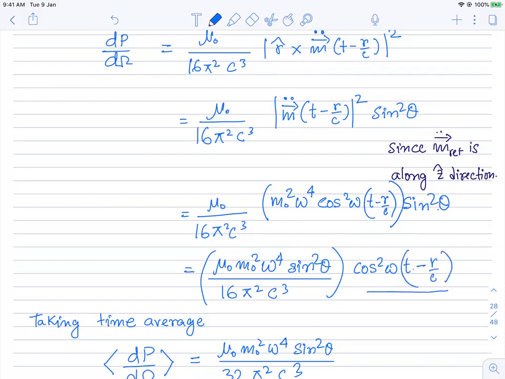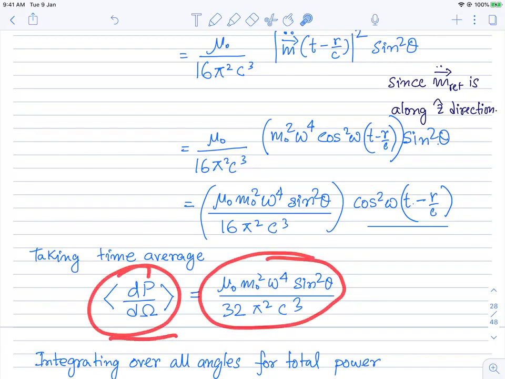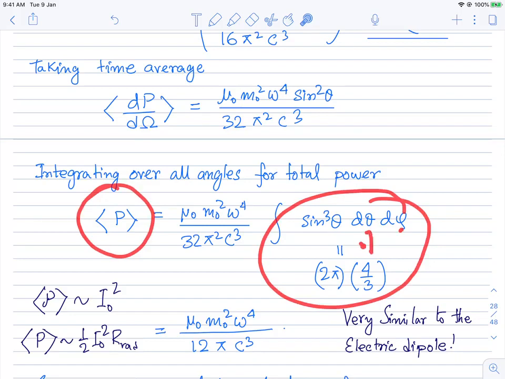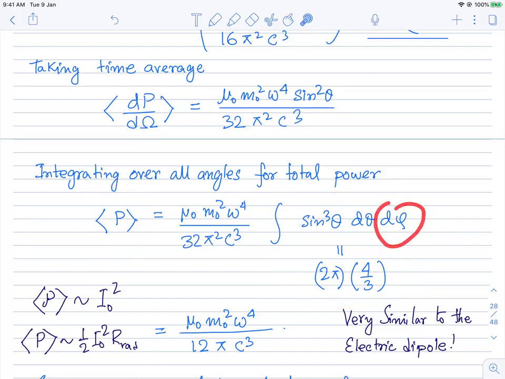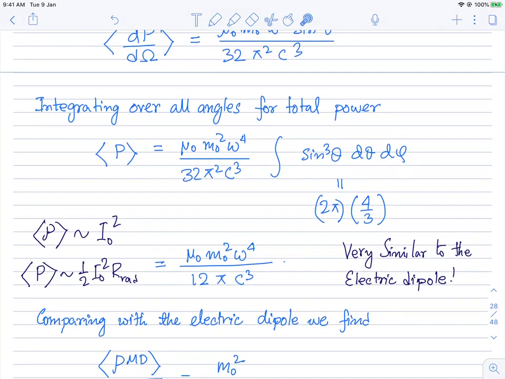So if we take this and perform a time averaging, we'll just get a factor of half here, and this will be the final power per unit solid angle, time averaged. Now again we can integrate this. The theta integral will give you a 4 by 3, and the phi integral is going to give you a 2 pi, and then it's pretty much the same formula as we have seen in the electric dipole.